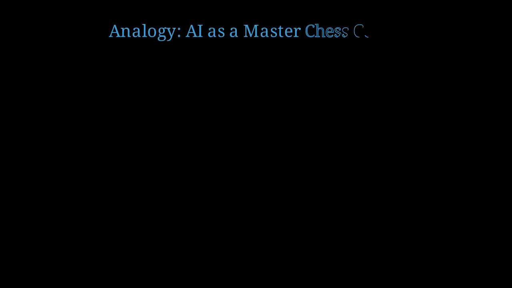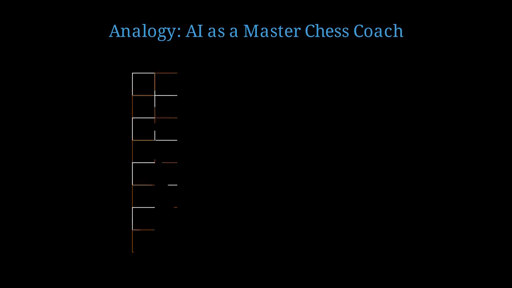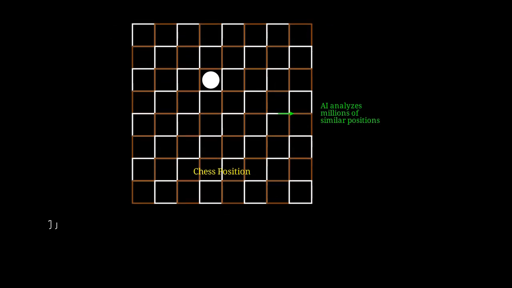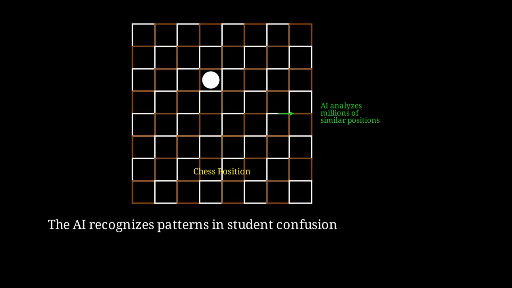Let me give you an analogy to understand how the AI teaching system works. Think of it like a master chess coach that has played millions of games. Just as the chess AI has analyzed millions of positions and knows the optimal move in any situation, the teaching AI has analyzed thousands of student learning trajectories and knows the optimal instructional strategy for any knowledge state. The AI recognizes patterns. When it sees a student struggling with a specific concept, it matches that pattern to thousands of similar cases and applies the intervention that was most successful historically.